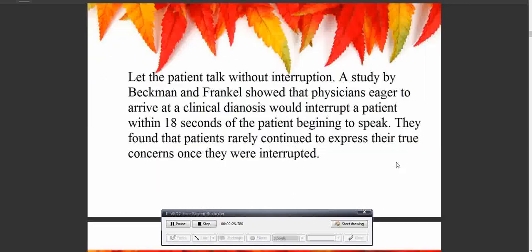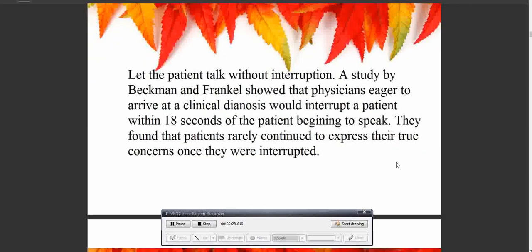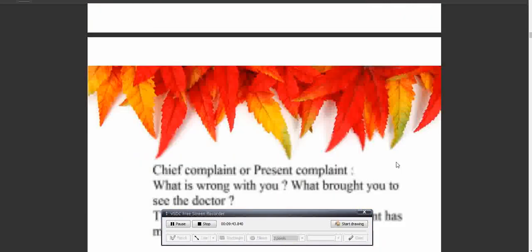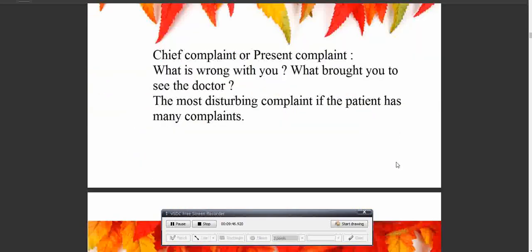Let the patient talk without interruption. A study showed that physicians eager to arrive at a clinical diagnosis would interrupt the patient within 18 seconds of the patient beginning to speak. They found that the patient rarely continued to express their true concern once interrupted. So you just need to listen first. A culture of listening is very important in the clerkship.